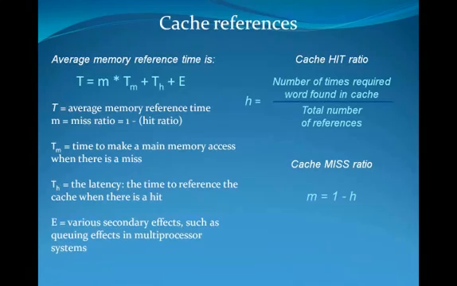Faster replacement strategies typically keep track of less usage information. Or, in the case of direct map cache, no information at all, to reduce the amount of time required to update that information. The average memory reference time, as you can see, is a sum of the miss ratio multiplied with the time to make access to RAM, plus the time to reference the cache, if there is a hit, and last, some time for various secondary effects.